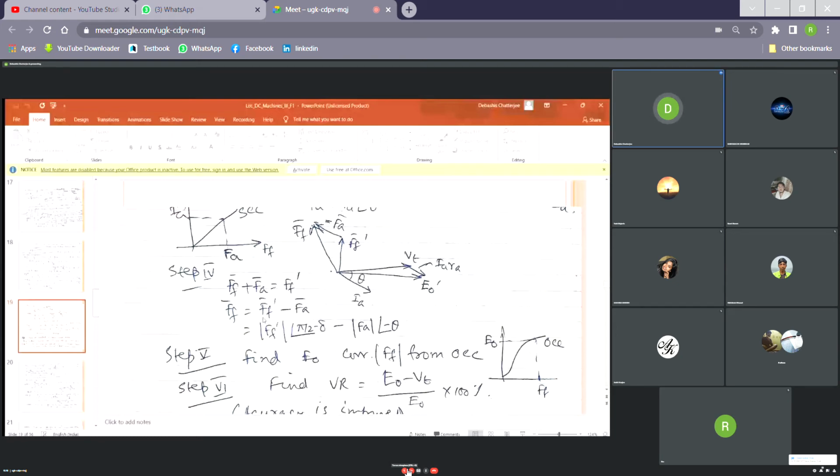Are you getting me? This is the basic formula. The field MMF and armature MMF will give you the resultant phasor. Now here your resultant phasor is FF dash, which you have found out from the corresponding characteristic. So now you know FF dash and you know FA from the short circuit characteristics, so you can calculate the no load MMF, FF. FF dash minus FA is actually FF from this equation.